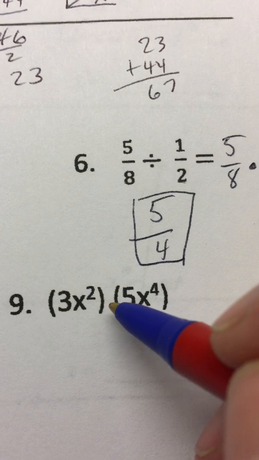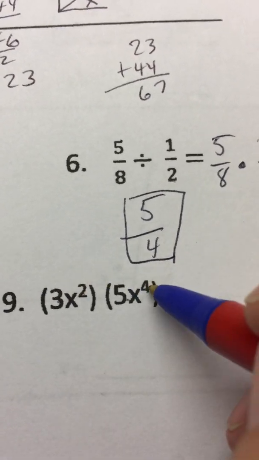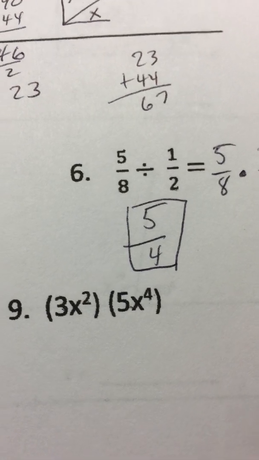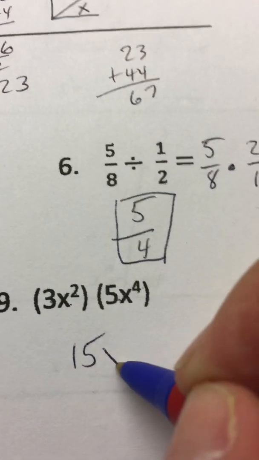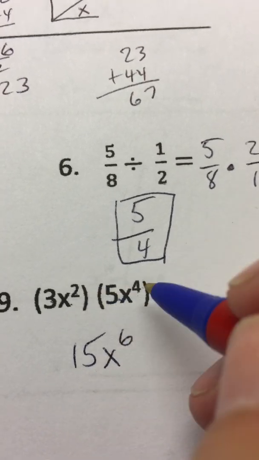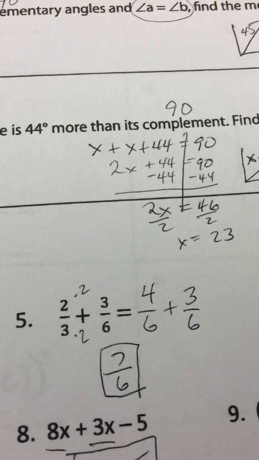This is a multiplication problem, so multiply the big coefficient numbers, the 3 and the 5. And what do we do with the exponents? Yes, you add the exponents. So 3 times 5 is 15. X squared times x to the 4th is x to the 6th because we added 2 plus 4 to get a 6. There we go. So that was your review on that part.